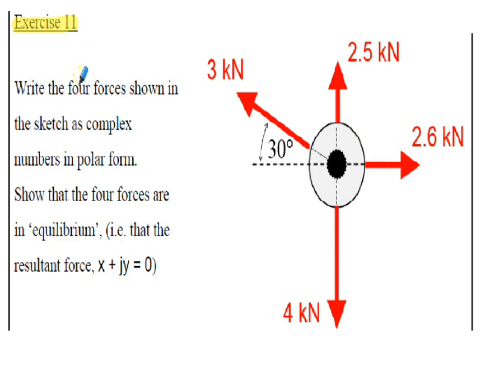Exercise 11. We're asked to write the four forces shown in the sketch as complex numbers in polar form. Then we're asked to show that the four forces are in equilibrium. In other words, when we add up all the horizontal and vertical components, or the real and imaginary components in complex terms, they should equal 0. So I'd encourage you first of all to write down the complex numbers in polar form, convert to Cartesian, add up the real and imaginary parts, and you should find they all come to 0. I would encourage you to stop the presentation and attempt that exercise now before reviewing the solution on the following slide.